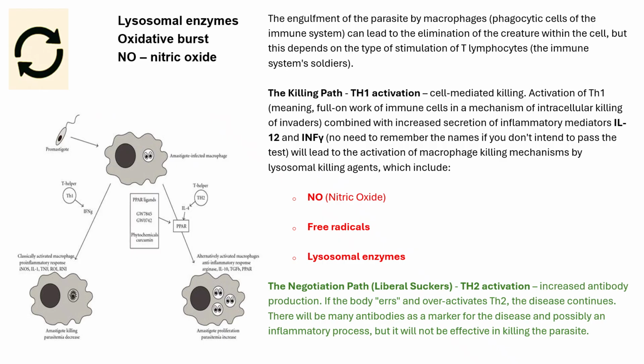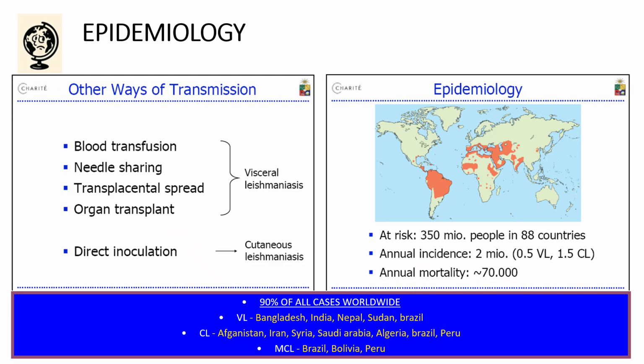The killing path. Th1 activation, cell-mediated killing. Activation of Th1 combined with increased secretion of inflammatory mediators IL-12 and interferon gamma will lead to the activation of macrophage killing mechanisms by lysosomal killing agents, which include NO, nitric oxide, free radicals, lysosomal enzymes.